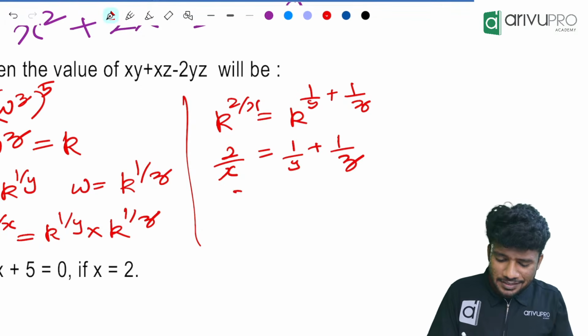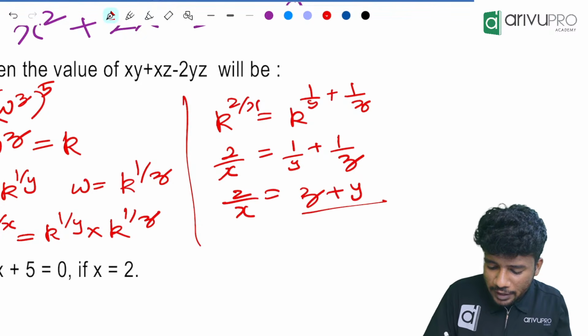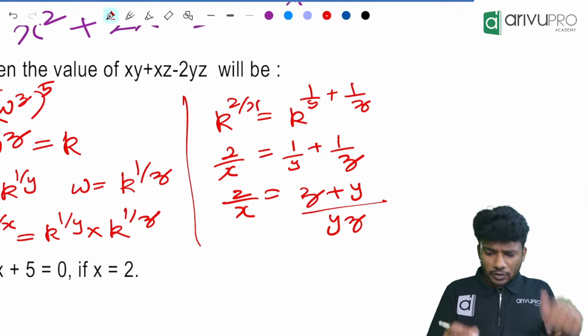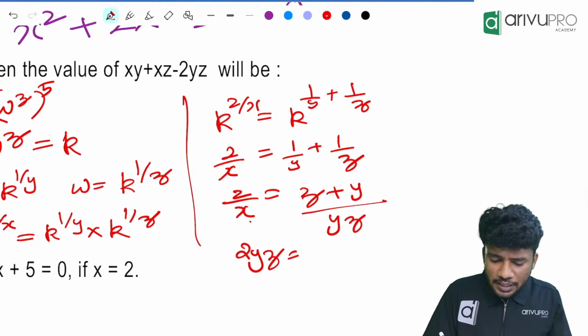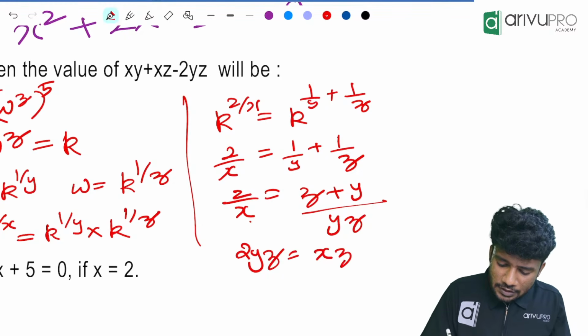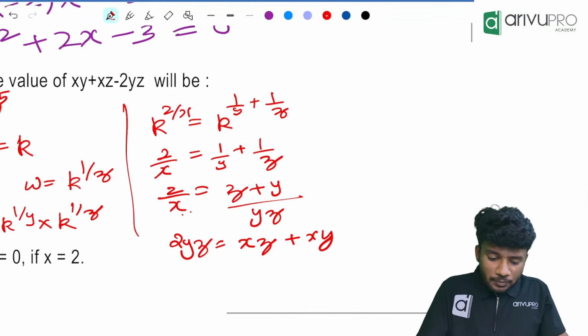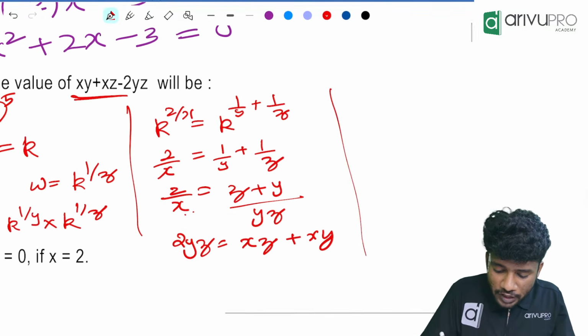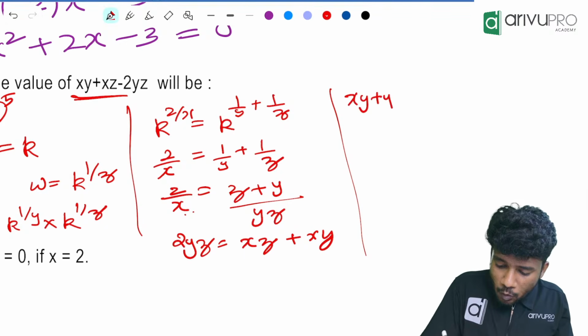Now take the LCM. 2 by x is equal to (z plus y) divided by yz. Now cross multiply. 2yz is equal to x into z, which becomes xz, then x into y, which becomes xy. From this, what is the question asking for? They are asking for xy plus yz.